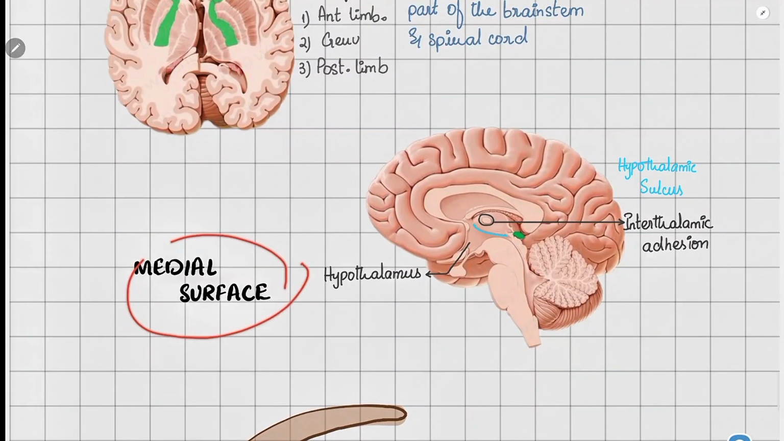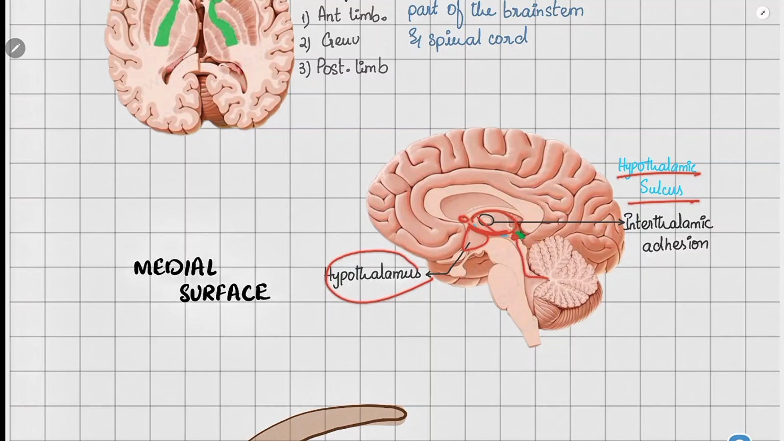On the medial surface, you can observe the following structures: the hypothalamus and the thalamus, separated by a sulcus known as the hypothalamic sulcus, the interventricular foramen, and the cerebral aqueduct that continues down into the fourth ventricle.